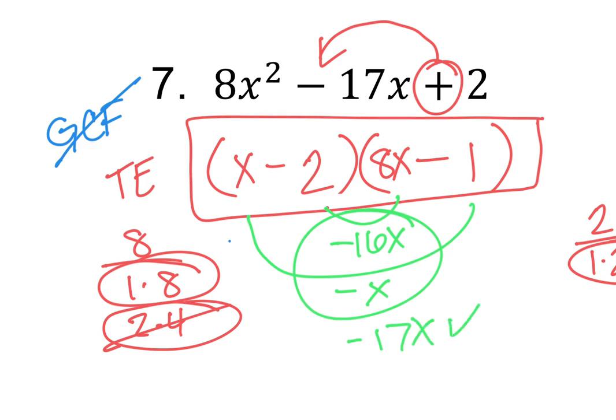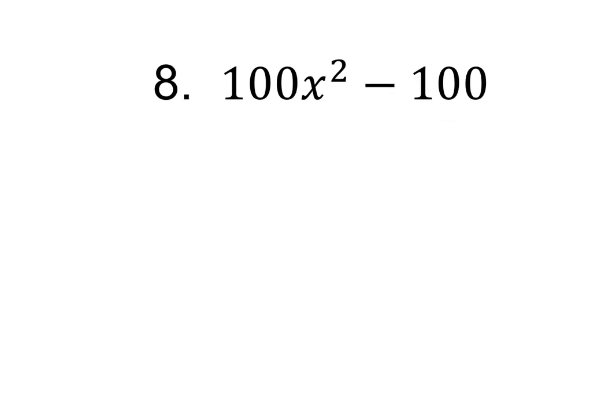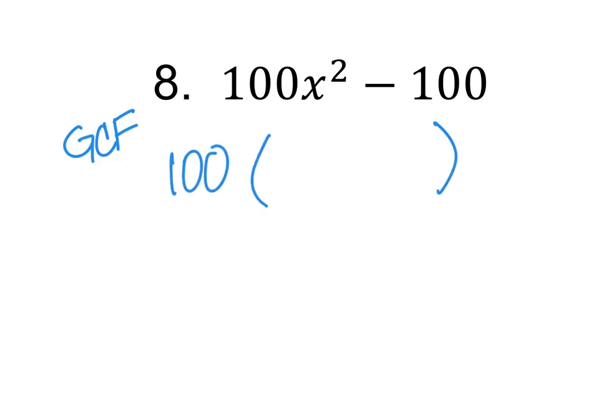Okay, let's go ahead and head to number 8. What factoring method do we always check with first? Greatest common factor. Do we have a greatest common factor between this 100 and 100? Yep, you are correct. It is 100. Hopefully that's what you said. All right, so we have 100 times what is x squared? Well, we just bring down that x squared, bring down that minus, and 100 times 1 is 100.